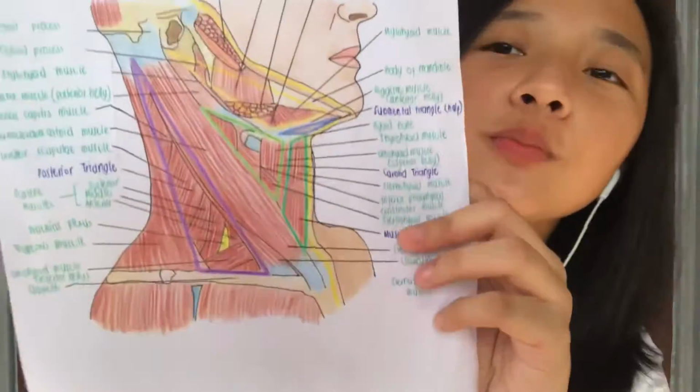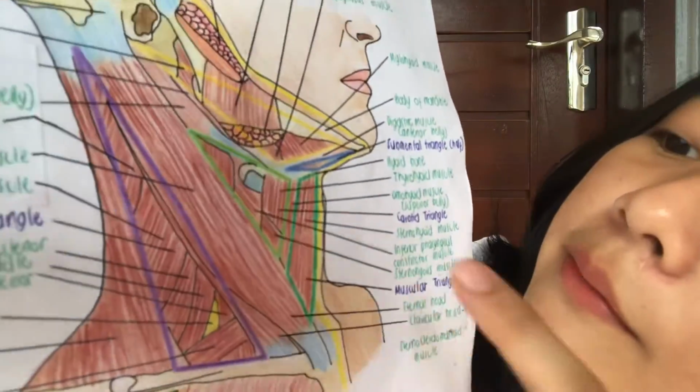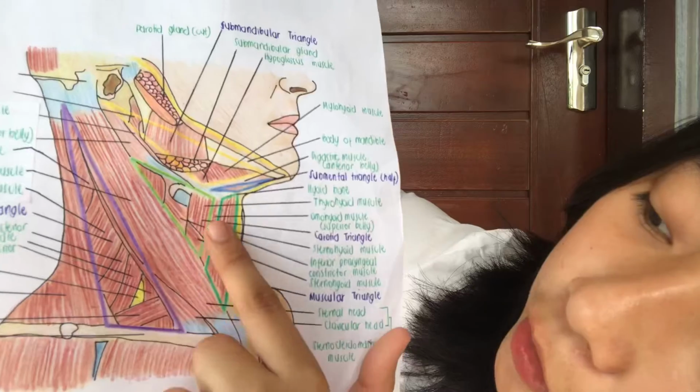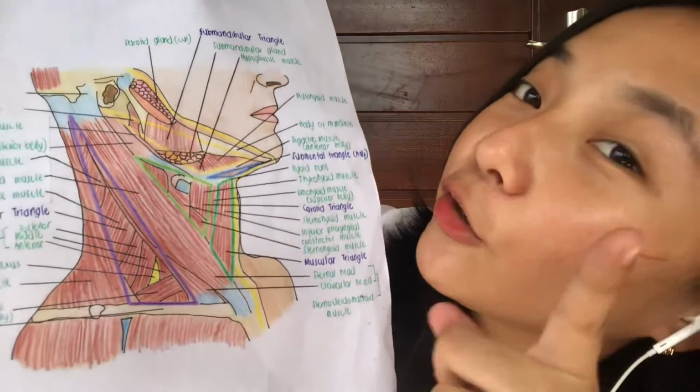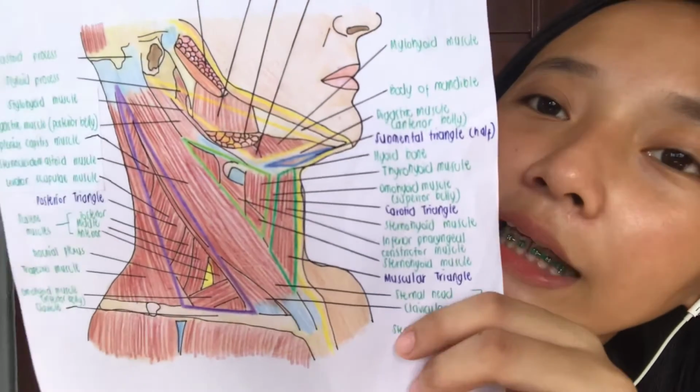We'll move on with the carotid triangle. So this is the carotid triangle, the color yellow-green. It is called as the carotid triangle because the carotid artery is located there. So do you know that the carotid artery is useful when you want to detect your pulse? So it is just located right here. So moving on with the carotid triangle.